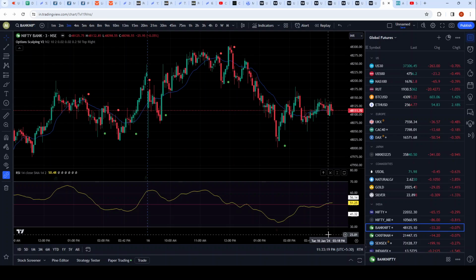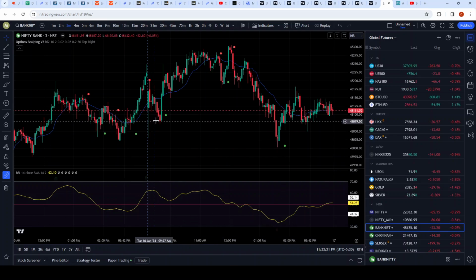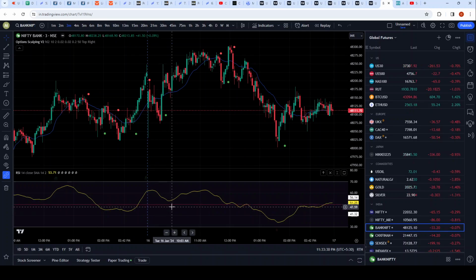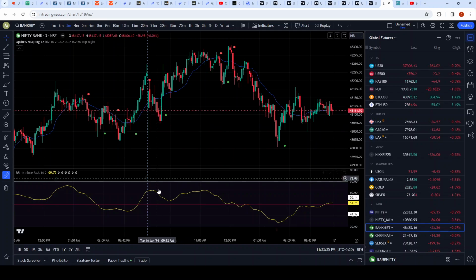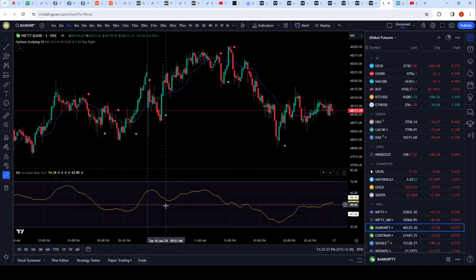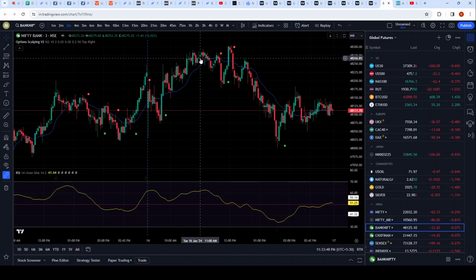So how do we work with this? Very simple. If you see a green dot, that's the signal to buy, but that green dot should also be coordinating over here, and the yellow line should be above the red. So in case of Bank Nifty, it gives you a green dot over here. The yellow line is over the red. That means red is a center line. It's a clear-cut buy. We should have bought somewhere over here the moment this green dot came up, and then book 15-20 points, whatever you're comfortable with.